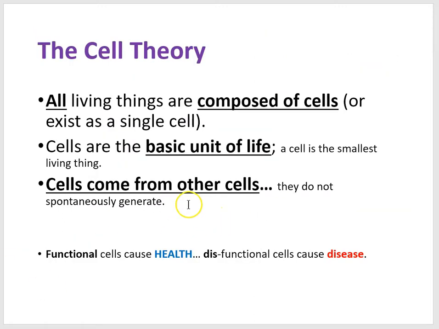So we've arrived then at the three pillars of the cell theory. All living things are composed of cells or exist as a single cell. Cells are the basic unit of life. A cell is the smallest living thing. And cells come from other cells. They do not spontaneously generate. And Virchow added on this connection to medicine that functional cells cause health and dysfunctional cells cause disease and ultimately death.